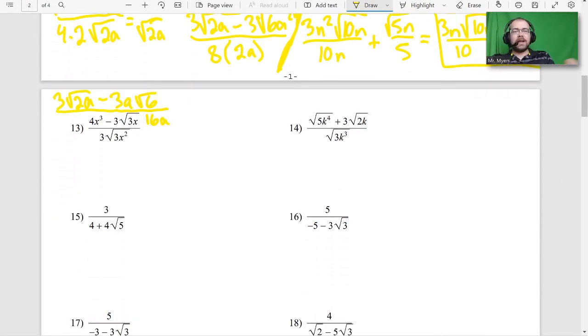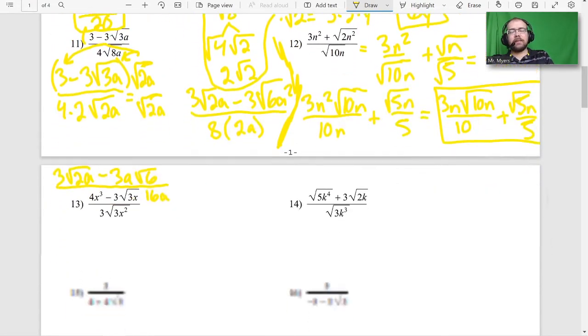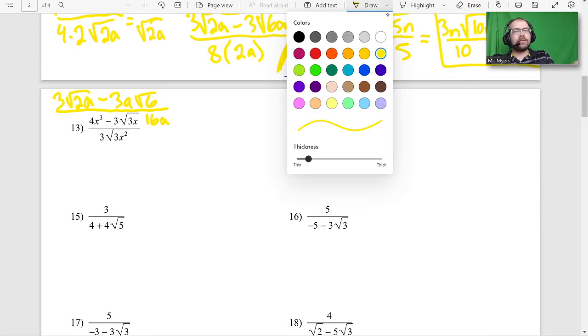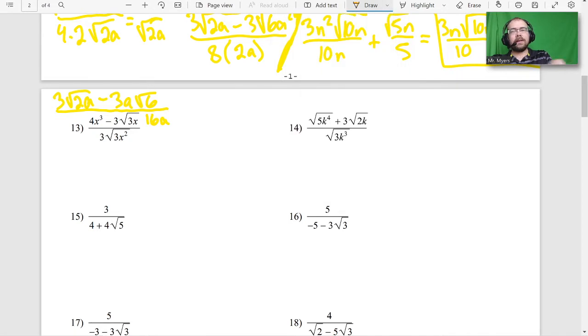All right. I think it's time to switch colors. Yeah, we've done 4 problems in yellow. Time to switch to orange. And let's go back to a smaller thickness here. All right, same thing. So we are going to multiply. Actually, this simplifies. Square root of x squared is x. So that simplifies first. Let's simplify that.